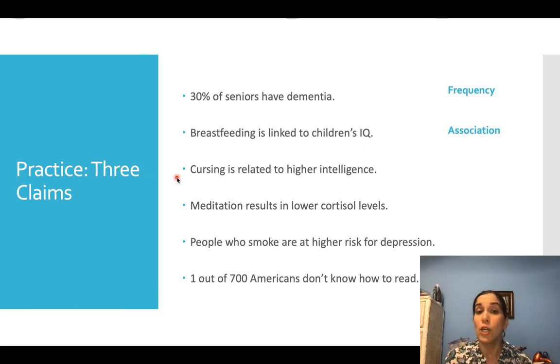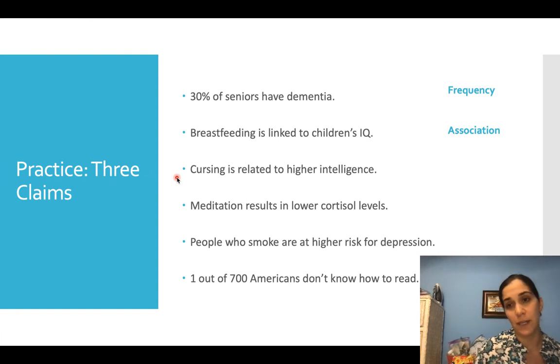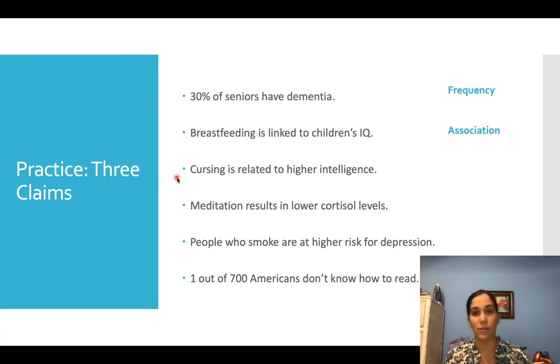Third one, cursing is related to higher intelligence. This is actually not one that I made up. This is a real one that recently came out, and I curse a lot, as you will find out in these lectures. And so I was happy to see this relationship. So cursing is related to higher intelligence. What would you say it is? It's an association claim, right? Related is the key word here.